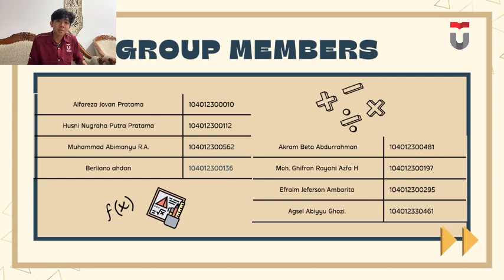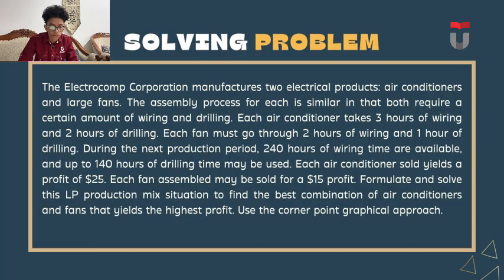They are, my name is Husni and my friends Alfareza Zopan, Akram Beta, Axel Abiu, Muhammad Gifran, Muhammad Abimanyu, Ephraim Jefferson, and Berliano Ahtan. Today, we walk through solving a linear programming problem for Electrocom Corporation, which produces air conditioners and large fans. Our goal is to determine the best production mix for maximum profit using a step-by-step approach.